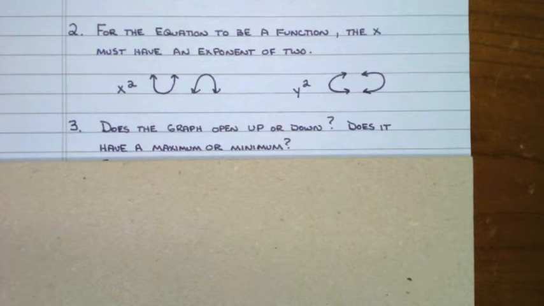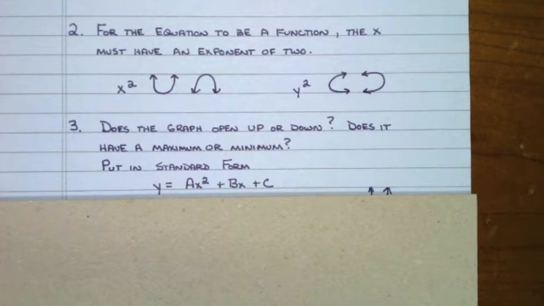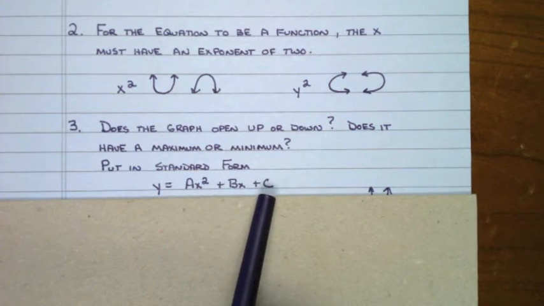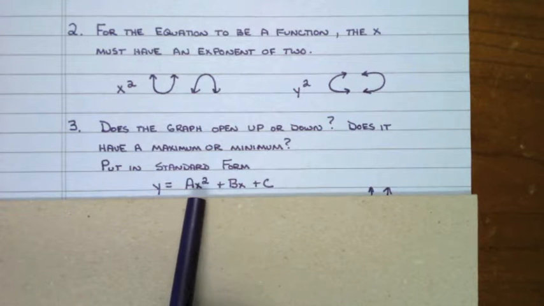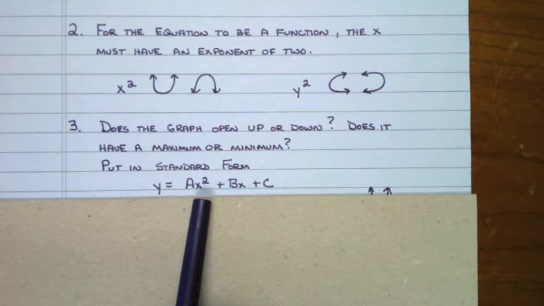Now I need to figure out how I can look at the equation and tell whether or not the function opens up or down, whether or not it has a maximum or minimum. First, we need to put it in standard form. And standard form is y is equal to some number in front of x squared plus some number in front of an x and then a constant on the end. Now sometimes some of these on the end may be missing, but it always has to have an x squared.